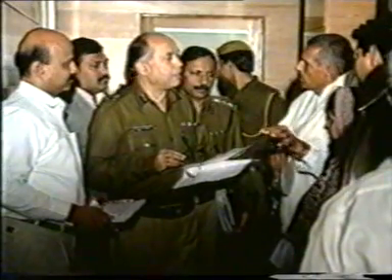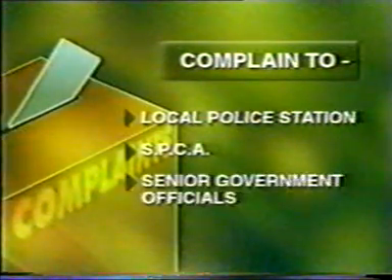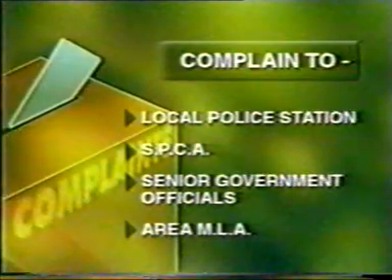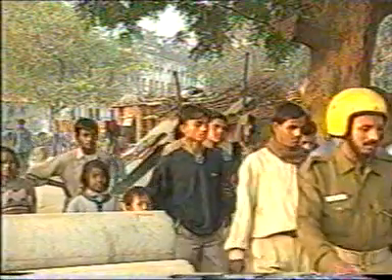If the law enforcement officers do not cooperate, you can take your complaint to their seniors or local government officials, including the area MLA, and ask them to act on your complaint. If you have witnessed the act yourself, ask the police officer to get a warrant issued by the magistrate to summon the accused to the court.